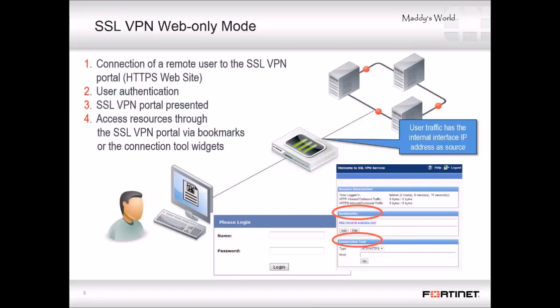It is also important to know that in the case of web-only, the source IP address of the traffic originated by the user matches the primary IP address of the Fortigate internal interface. In other words, the internal servers will see all the SSL VPN connections coming from the Fortigate's IP address.